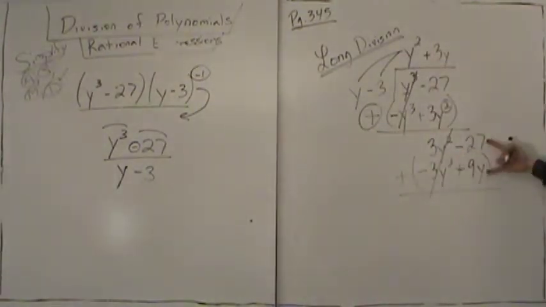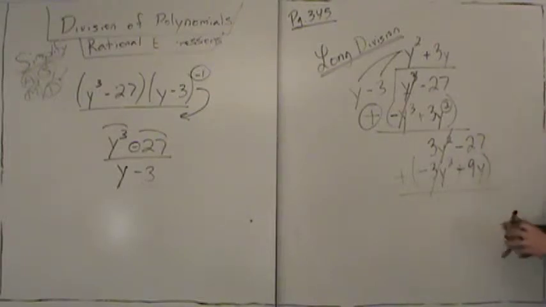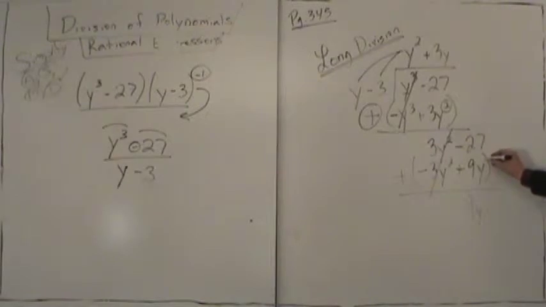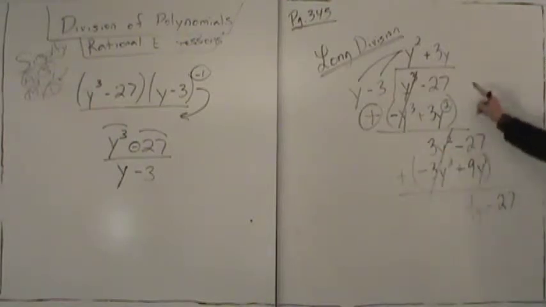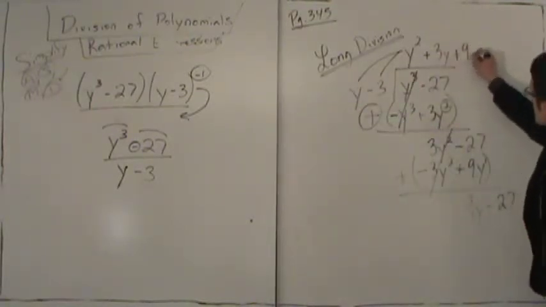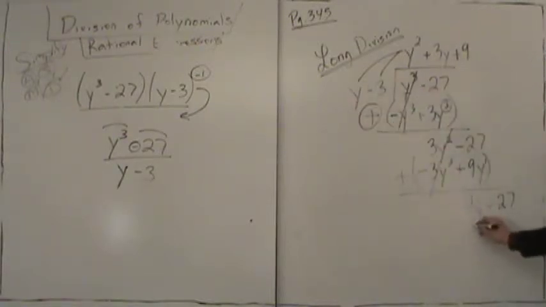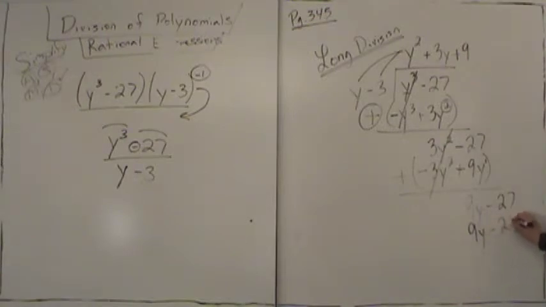So negative 27 plus 9y. Do these combine? No, they do not match. So we put the 9y first because it has a first degree. We put the minus 27 second, and now we ask the question: what multiplies by y to give the 9y? Hopefully you say, well, that is 9. Okay, so 9 times y gives 9y. And 9 times the negative 3 gives negative 27.